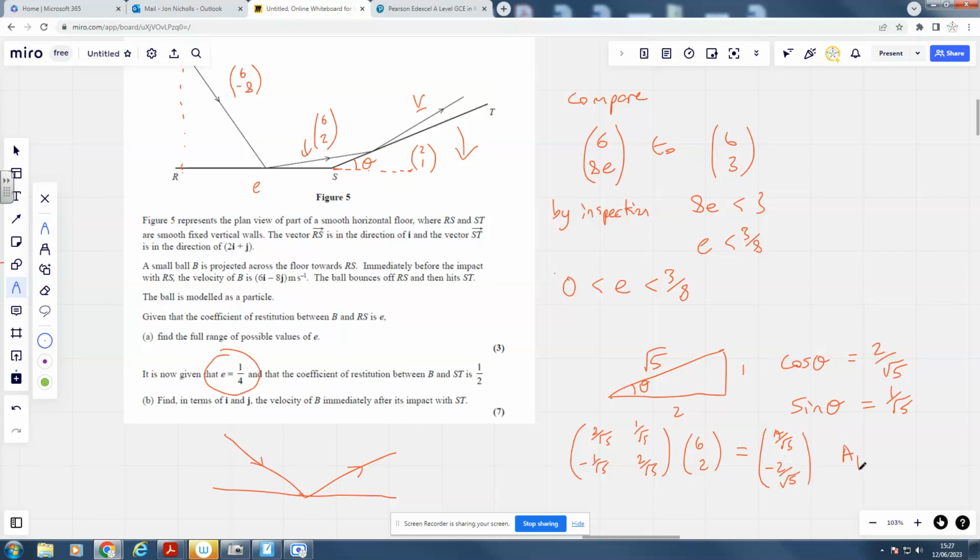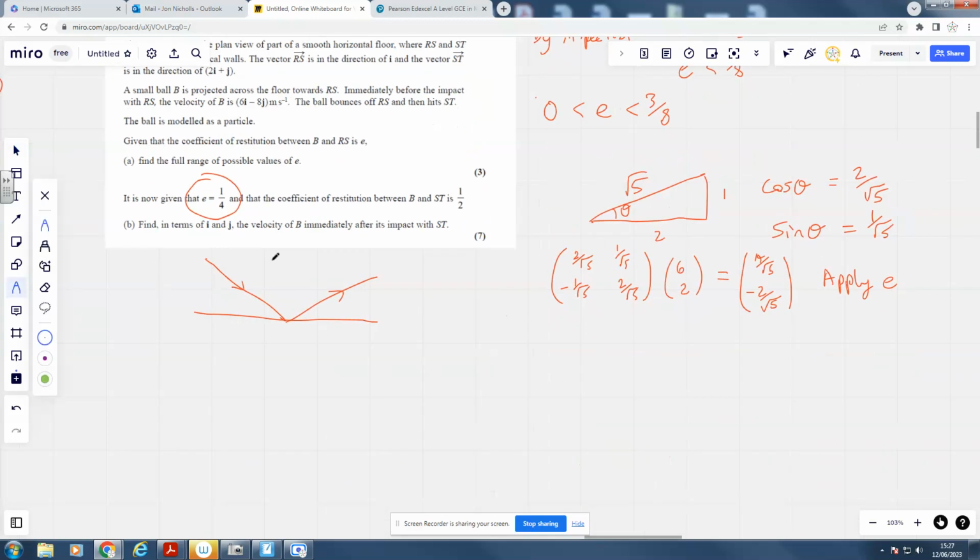Yeah. Apply E, and we can see that afterwards, as we know that this is now going 14 over root 5 and minus 2 over root 5, and E is a half for the second point of contact, this rebound vector is going to be 14 over root 5 and 1 over root 5. Just make sure you change the sign.